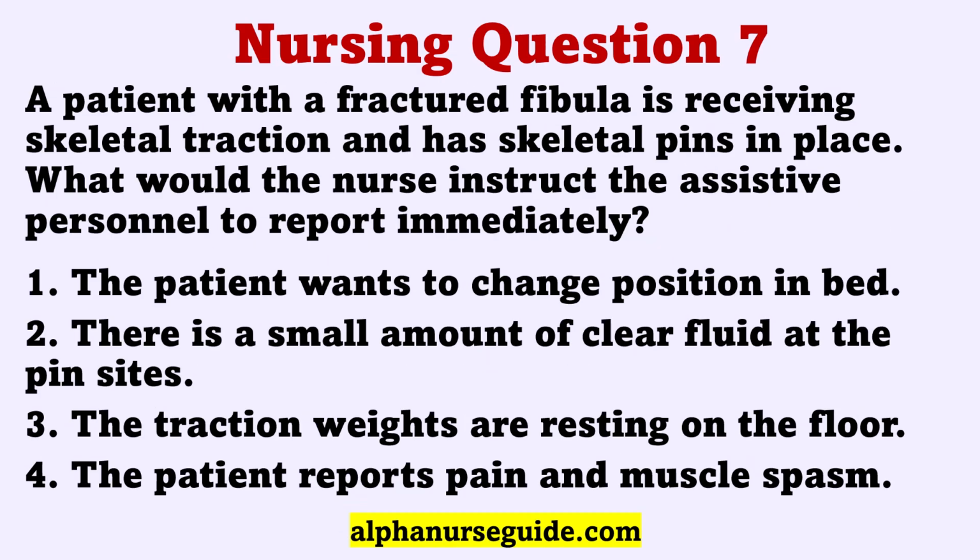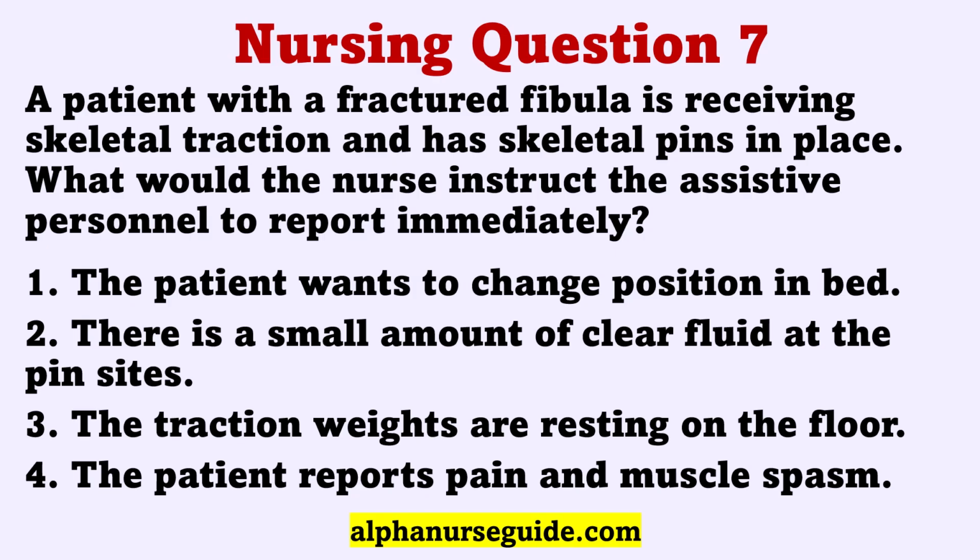A patient with a fractured fibula is receiving skeletal traction and has skeletal pins in place. What would the nurse instruct the assistive personnel to report immediately? 1. The patient wants to change position in bed. 2. There is a small amount of clear fluid at the pin sites. 3. The traction weights are resting on the floor. 4. The patient reports pain and muscle spasm.